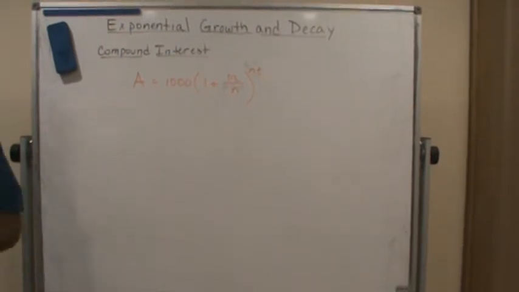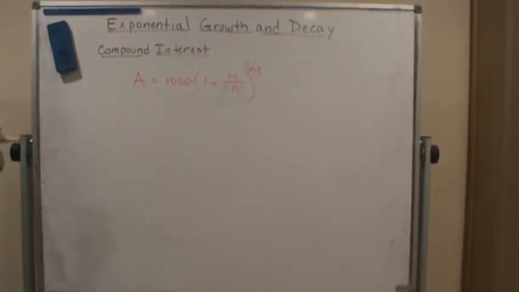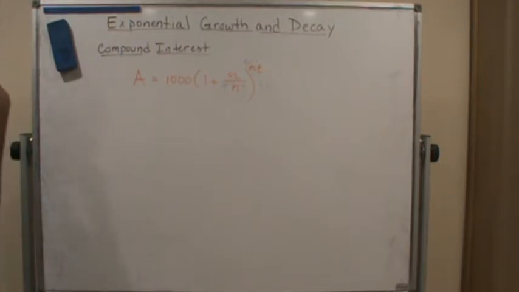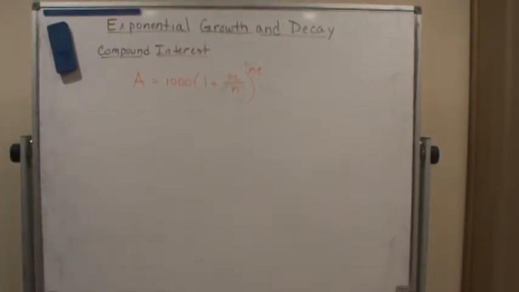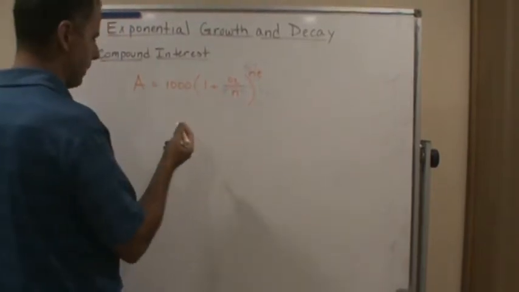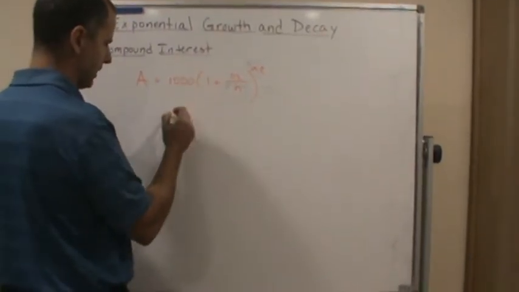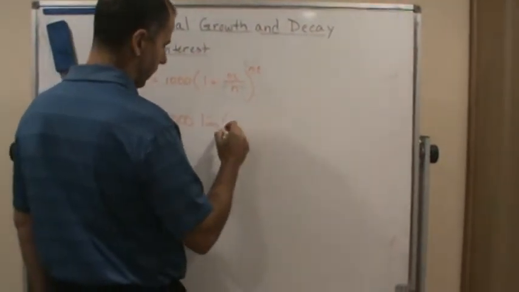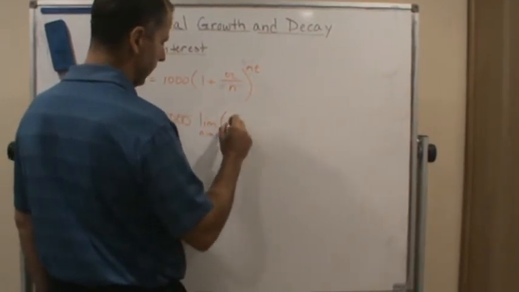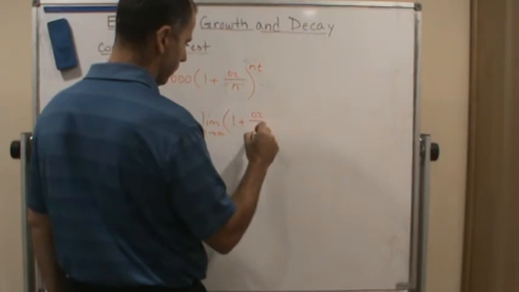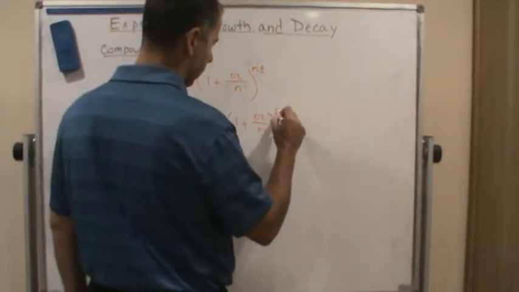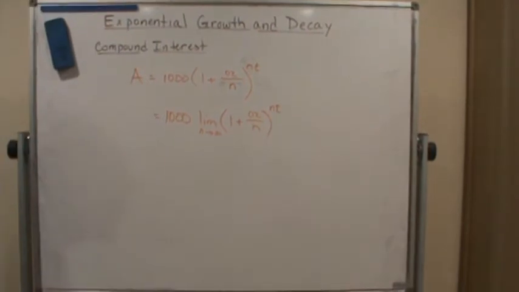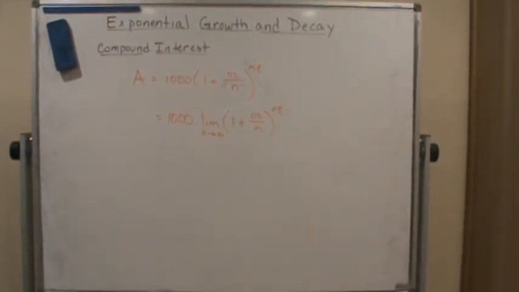Now, what happens if I want to take this as a limit? What if I want n to go to infinity? So now what I'm going to do is I'm going to rewrite this, and I'm going to pull the 1,000 out. It's just a constant. So now I'm going to take the limit as n approaches infinity of 1 plus 0.02 over n to the nt.